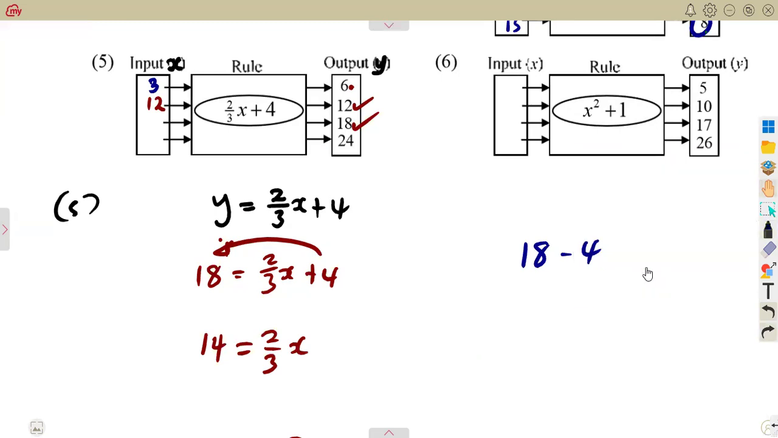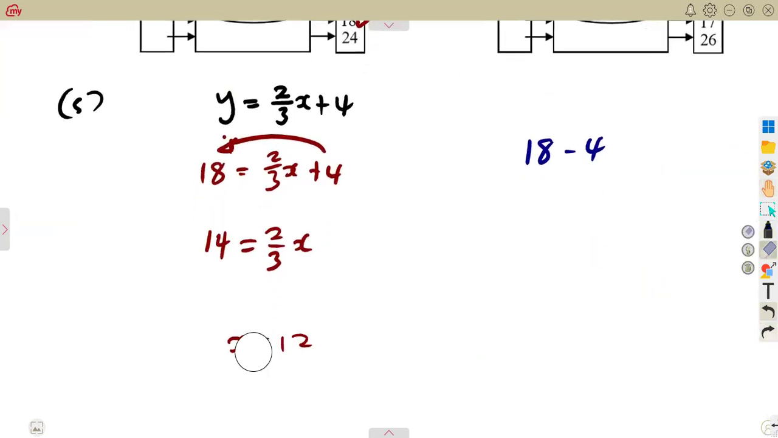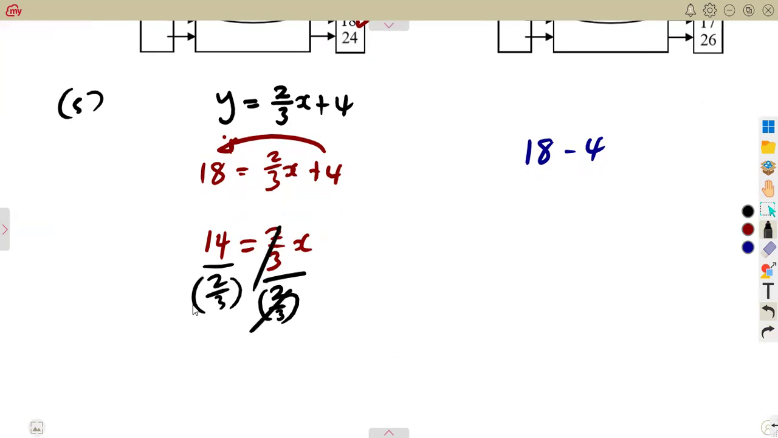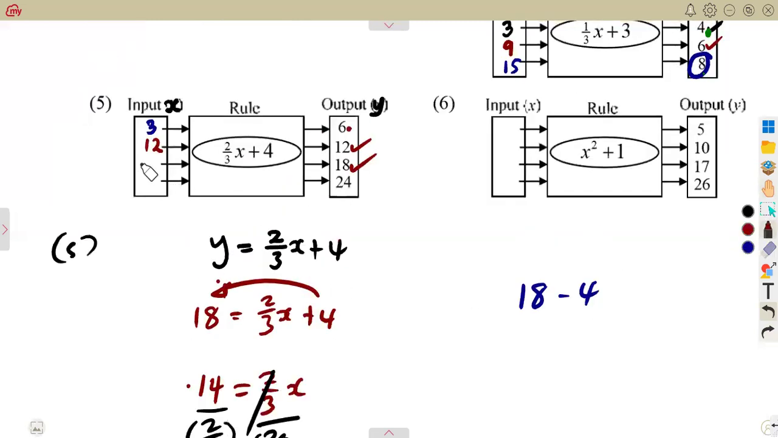From here we can simply divide, or you can multiply by that part that we used, or you can simply divide by 2 over 3 on both sides. So this is going to cancel, and you obtain a 21. 14 divided by 2 over 3, that's 21, is equal to x. So meaning to say, that was going to give us a 21.